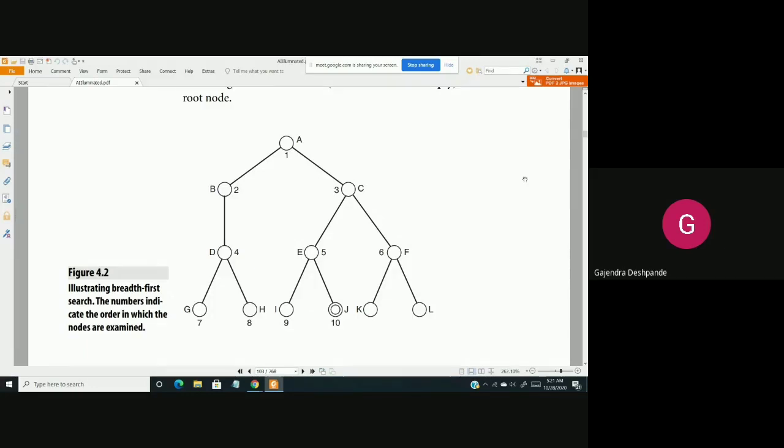So in breadth first search, what happens is your tree is divided into levels. On level 0 you have the root node, that is A. On level 1 you have two nodes, B and C. On level 2 you have three nodes, D, E and F. On level 3 you have six nodes, G, H, I, J and K, L. So you are going to visit the nodes level by level.